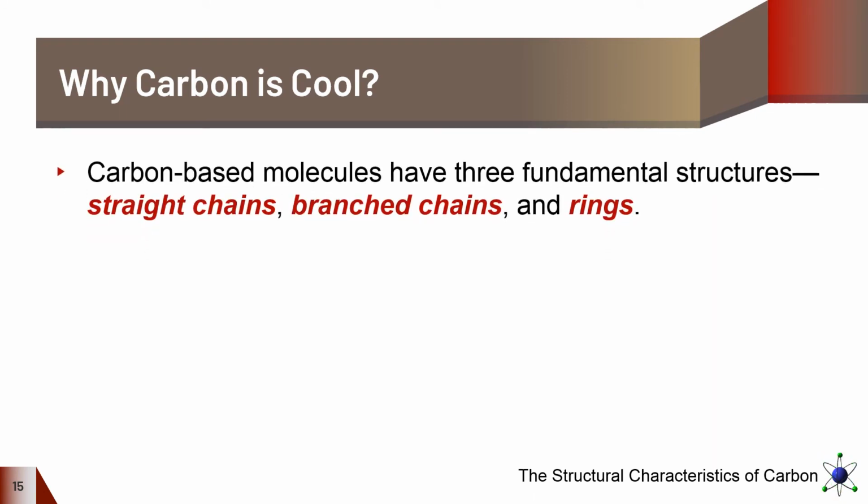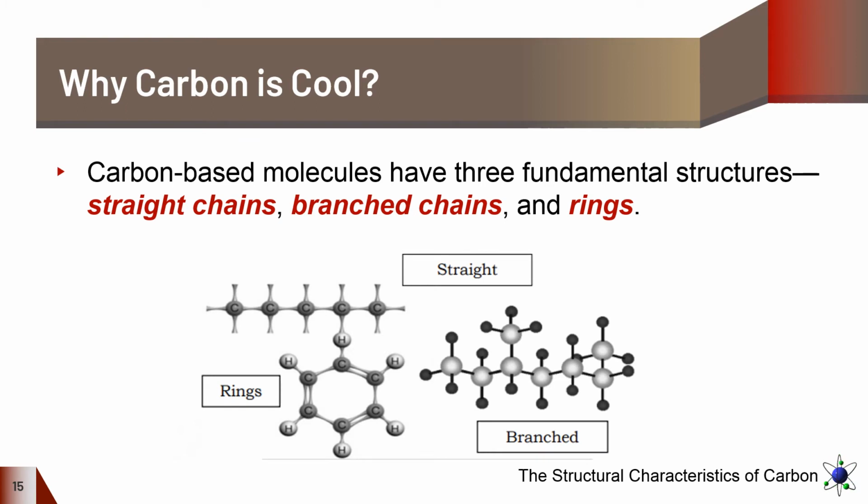Carbon-based molecules have three fundamental structures: the straight chains, the branch chains, and the rings, just like what is shown in the picture. So we have here the straight, which shows a linear illustration of carbon atoms. We also have here the branches. From a linear structure, there are several branches. And we also have here the ring, which is a closed figure of carbon atoms.